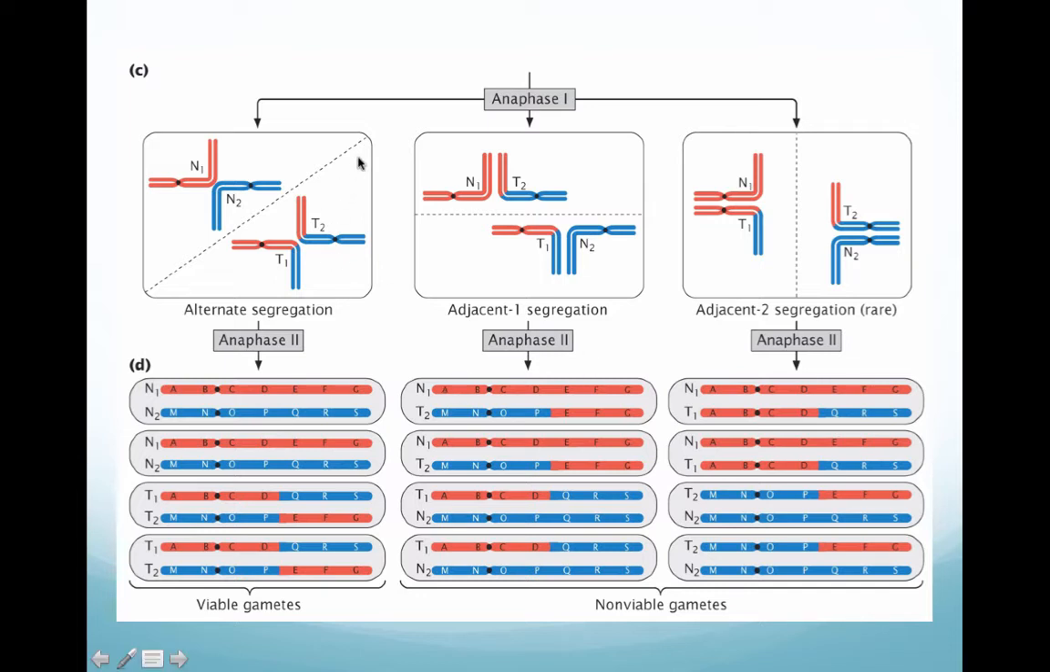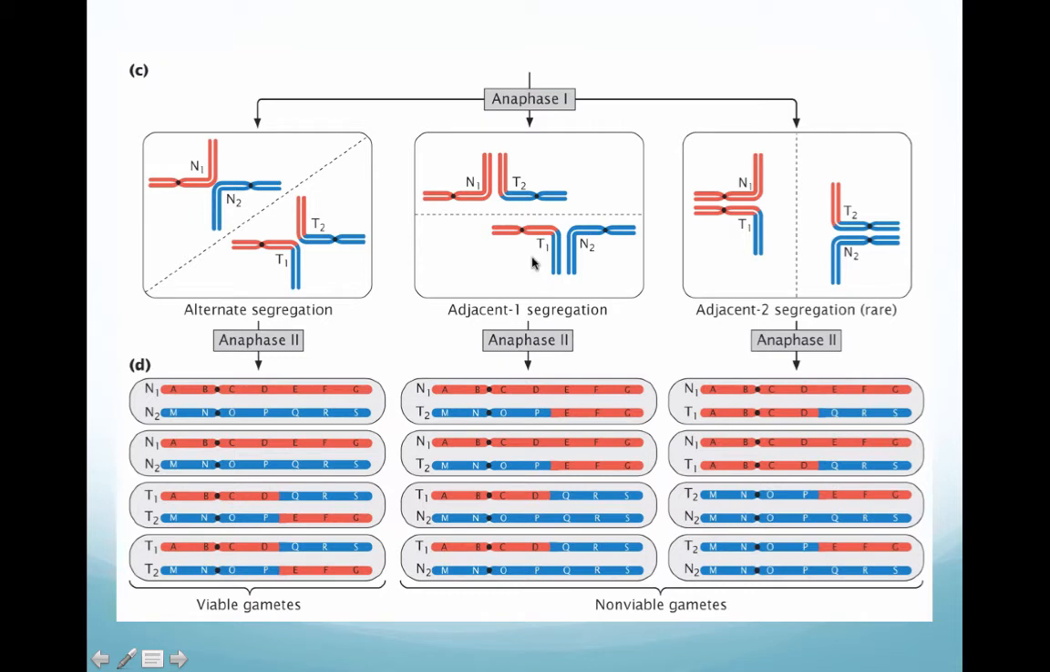So we could have this situation take place where N1 and N2 are going to segregate together and T1 and T2 are going to segregate together. Or we could have N1 and T2 segregate, followed by T1 and N2. And then the third combination, or third chance, is where we see N1 and T1 segregate off to one side together, and then T2 and N2 segregate together.